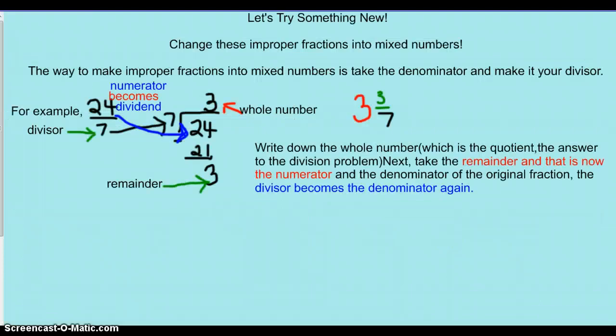Let's try something new. Change these improper fractions into mixed numbers. The way to make improper fractions into mixed numbers is to take the denominator and make it your divisor. For example, 24/7. My denominator becomes my divisor. So I take it and I put it right here. It's my divisor. The numerator becomes my dividend.